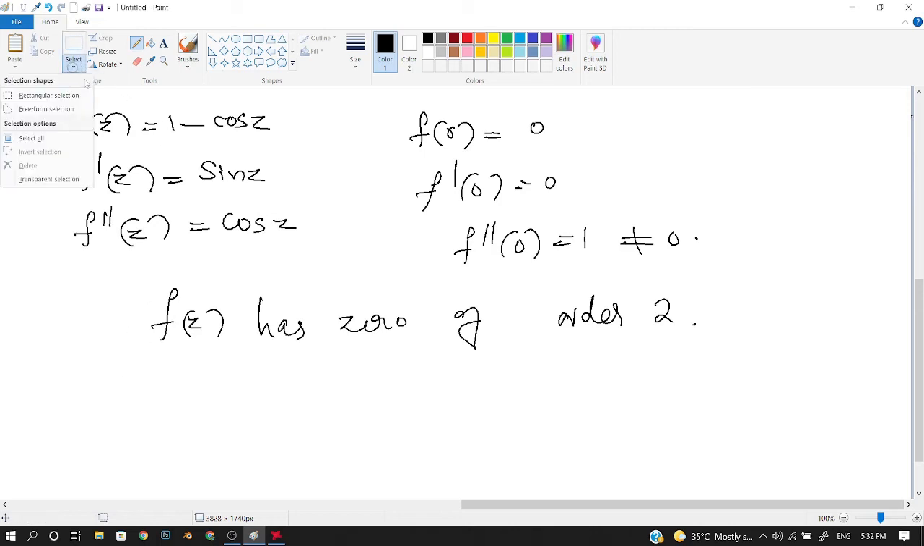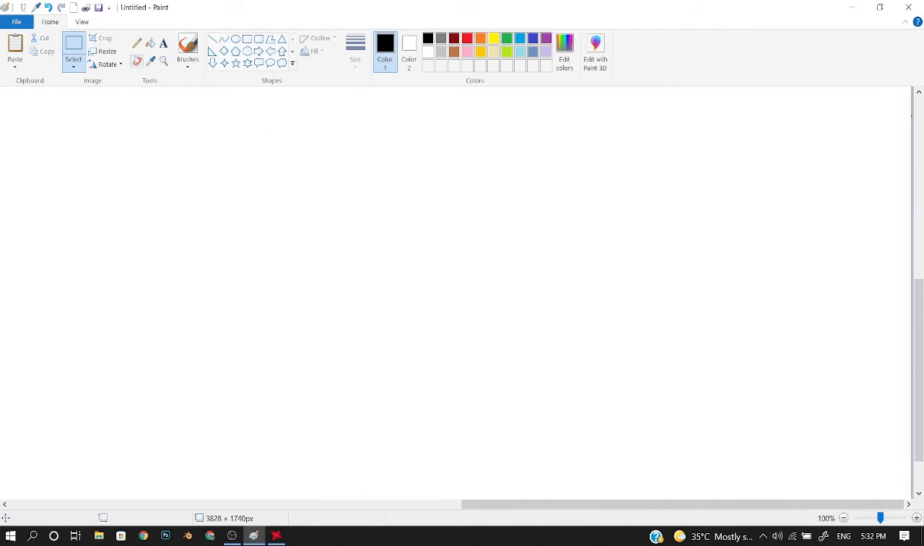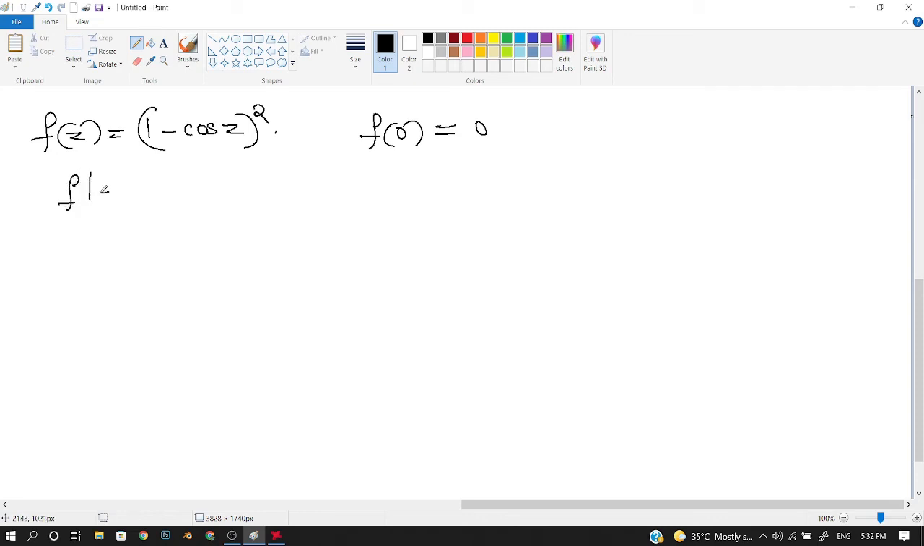Now we can consider another example. Suppose f of z is equal to 1 minus cos z the whole square. Then what is f of 0? Here you can see that f of 0 is 1 minus cos 0. Cos 0 is 1. So f of 0 is 1 minus 1 the whole square, that is 0. Now you find its derivative f dash z, that is 2 into 1 minus cos z into sin z. Now what is f dash 0? f dash 0 is again 0.